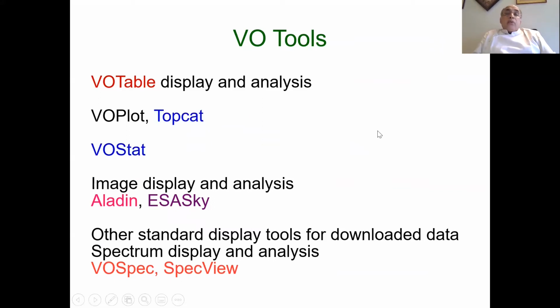The tools which they have developed are extremely useful, and as we proceed, we will see these in particular. We have VOTable, which displays and analyzes tables, VOPlot and Topcat. We have VOStat. We have Aladin and ESASky, used to display images and for analysis. We have VOSpec and SpecView. These are the standard display tools for downloaded spectral data and for analysis.